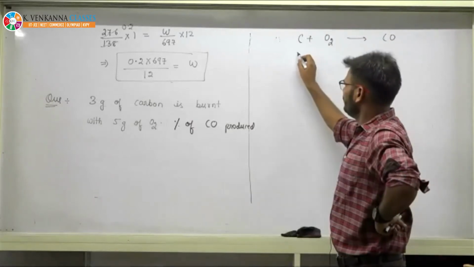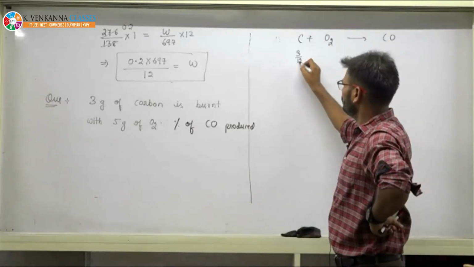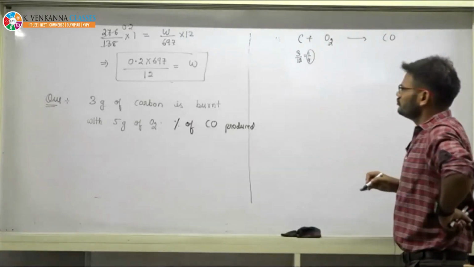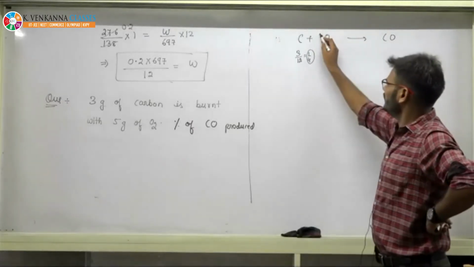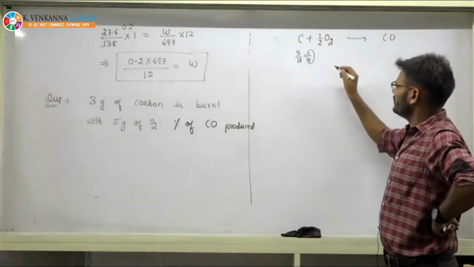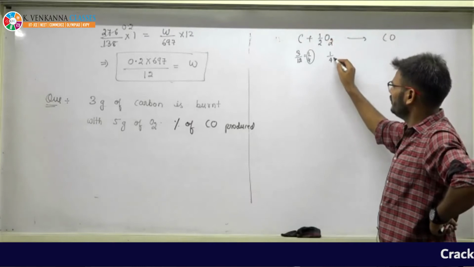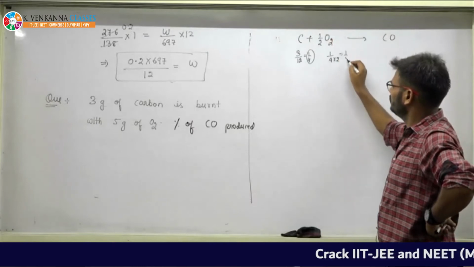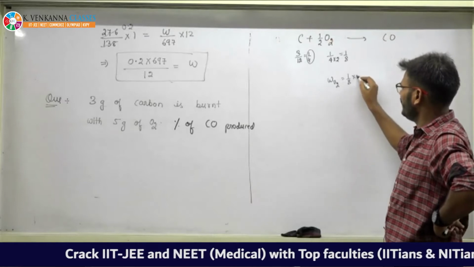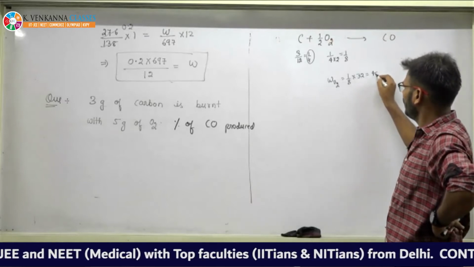If you see, they have given 3 grams. So if you calculate moles, it will be 1/4. If you balance it, then it will become half. The moles required of O2 must be 1/4 into 1/2, that is 1/8. If you calculate the weight of oxygen, it will be 1/8 into 32, that is 4 grams.